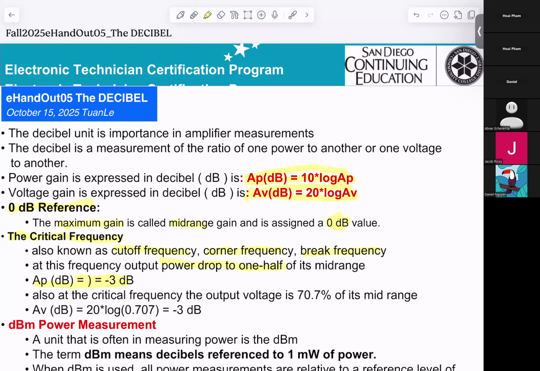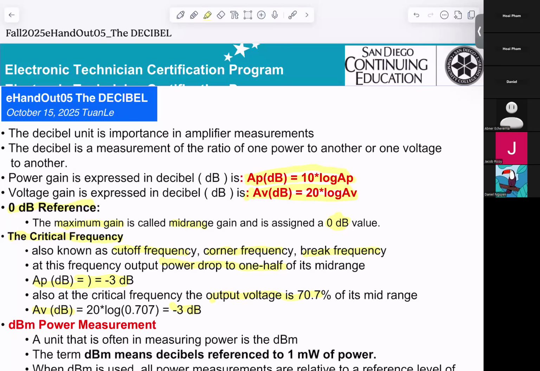And also, at the critical frequency, the output voltage is 70.7% of its mid-range value. That means AV in dB also drops minus 3 dB.